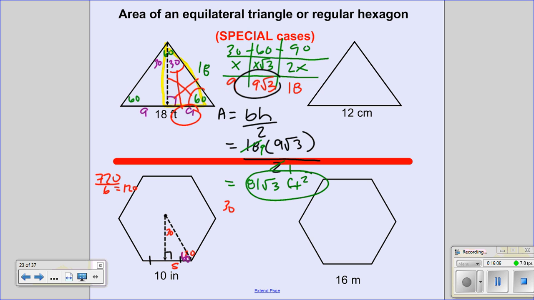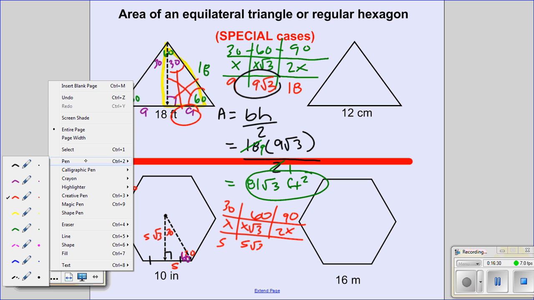So again, it's 30, 60, 90, x root 3, 2x. Across from 30 is 5, so across from 60 should be 5 root 3. So 5 root 3 is the apothem.